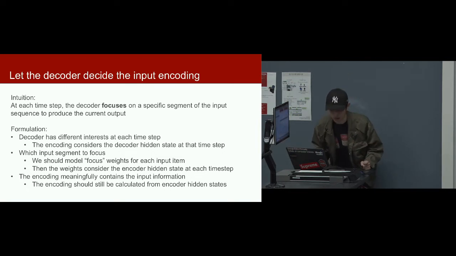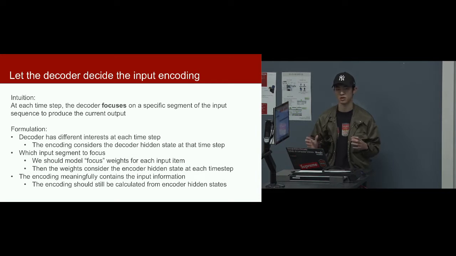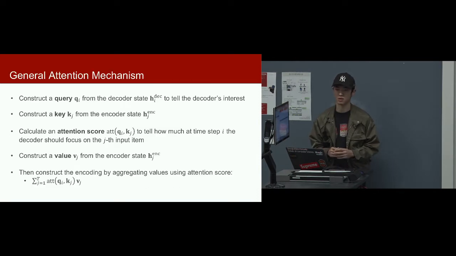So, we're trying to compute weights for the different parts of the input sequence. To compute such a weight, we need to consider the hidden states of the encoder at each time step. And the last thing, the most trivial one, is that the encoding should be informative of the input sequence, so we're building it from the RNN hidden states. Based on this, we can arrive at a general attention mechanism. This is a general formulation.